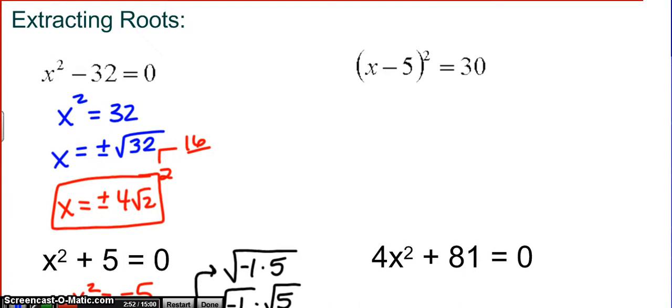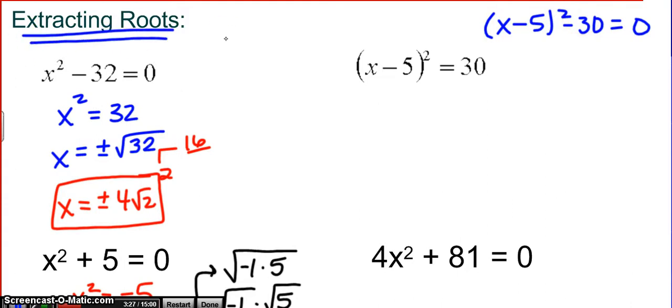Alright, this one, I have a squared term and I have a constant term. Well, this time it's not set equal to 0, but watch what happens if I move it so that it is set equal to 0. I still don't have a greatest common factor. Now, you could, if you wanted to, FOIL this all out and then get a trinomial and then try to factor it back down or use the quadratic formula. But the fact that we have a squared term, even though it's a squared binomial, and a constant, means we should be able to use our concept of extracting roots.